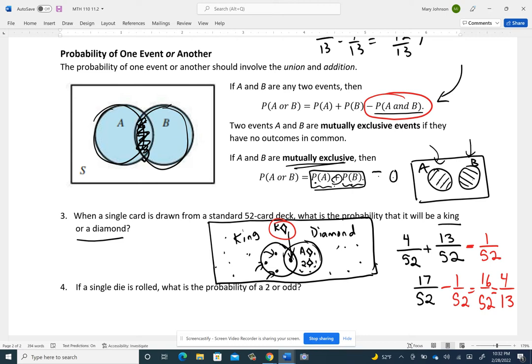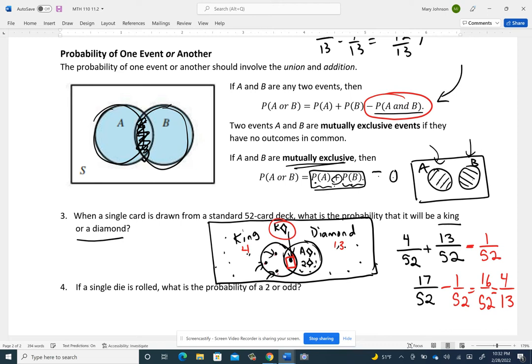Okay. All right, so when a single card is drawn from a standard 52 card deck, what's the probability that it will be a king or a diamond? Okay, so there's 13 diamonds and there's 4 kings, but then you got this guy right here that's both. So you don't want to double count them.